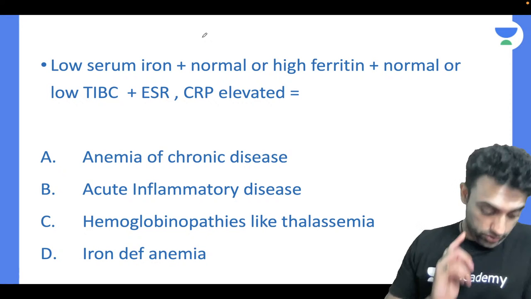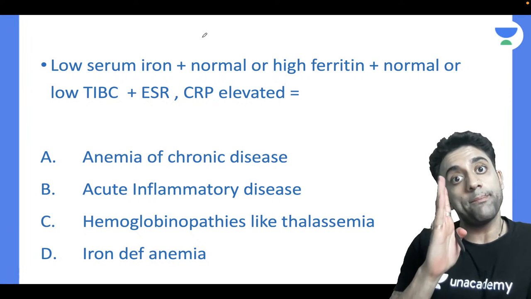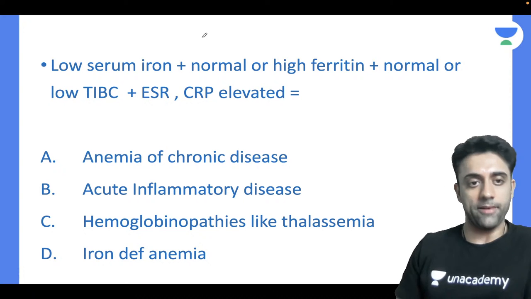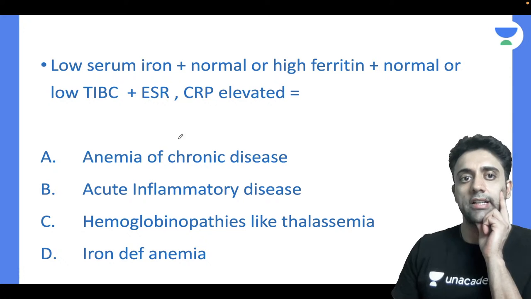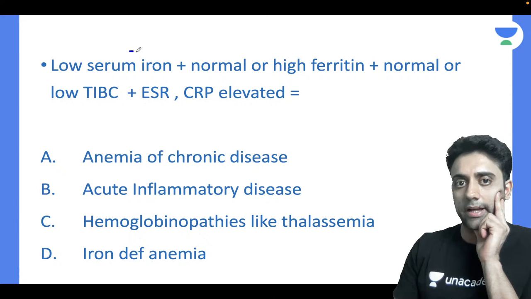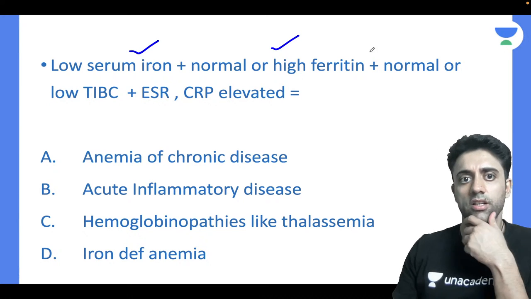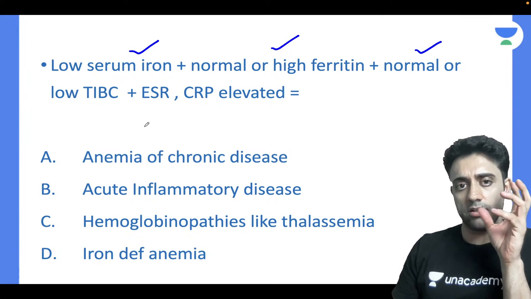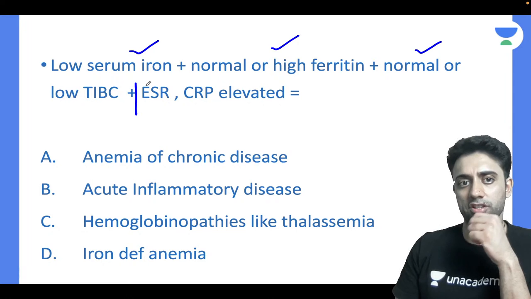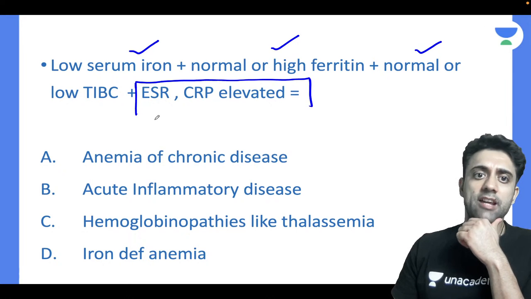Oh, Savan, he's doing nice. Now this is a very nice question. Okay, let's think about it. Low serum iron, normal or high ferritin, normal or low TIBC, but the highlighter I would like to mention here is ESR and CRP elevated.